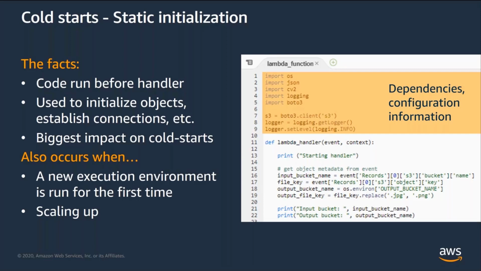And we have run analyses on Lambda performance, and the data shows that the longest cause of delay before handler execution comes from the init or pre-handler code. So in other words, the section that developers can control the most can also have the biggest impact on the duration of a cold start. This part of a cold start also occurs when a new execution environment is run for the first time, and also when scaling up.